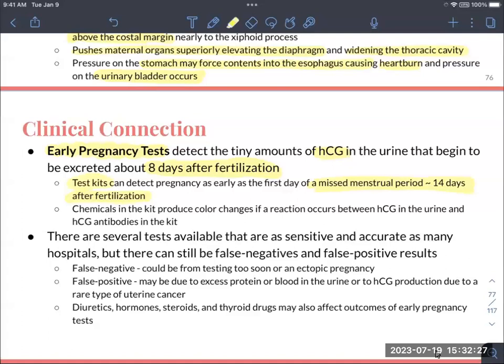There's a lot of different tests out there. Some are very sensitive and accurate. The most sensitive and accurate go to hospital, but most of these tests are getting more and more sensitive and accurate. They're pretty reliable at home, but there's still false negatives and false positives. False negatives, you're testing too soon, or there's an ectopic pregnancy. A false positive could be too much protein in the blood, or protein or blood in the urine, or HCG could be produced because of a uterine cancer. Diuretics, hormones, steroids, thyroid drugs, these can all affect early pregnancy tests.